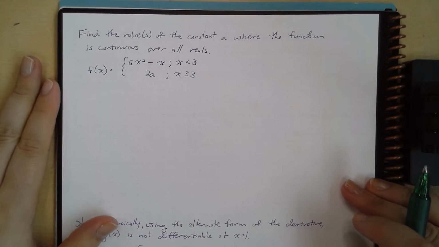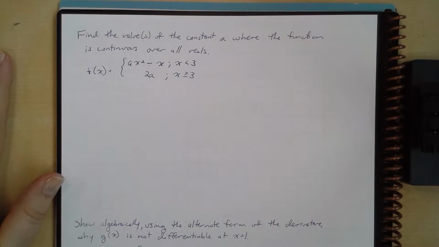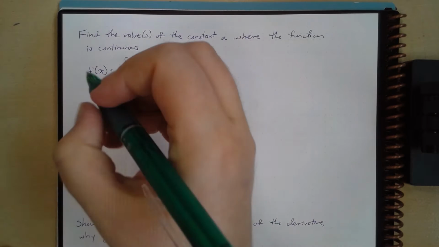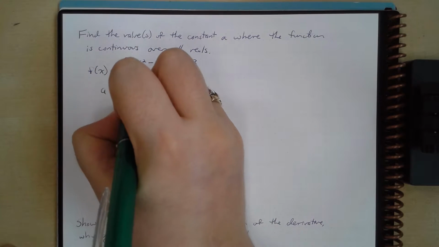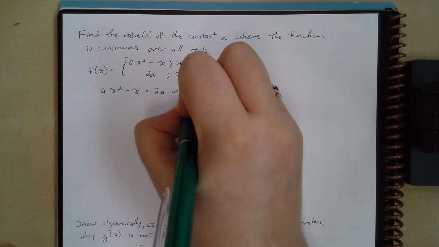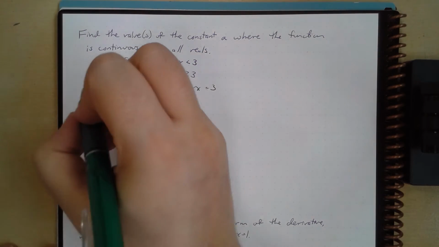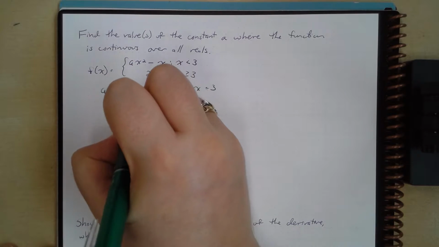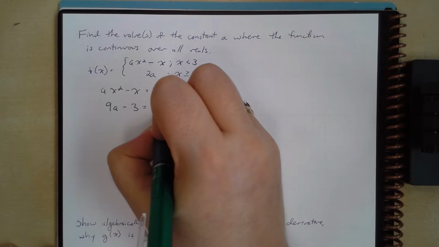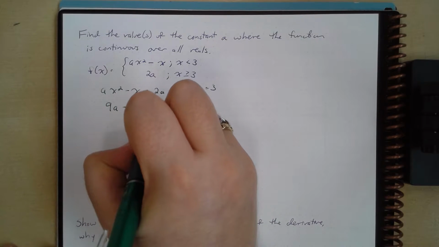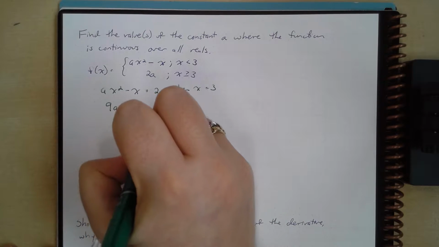We want to find all the values of a constant a where the function is continuous over all the reals. Well, we've done this kind of work before. Basically, we're going to have ax squared minus x equal to 2a when x is equal to 3. So I substitute in 3 here, and I get 9a minus 3 is equal to 2a, right? So then I have 7a is equal to 3, so a is equal to 3/7.